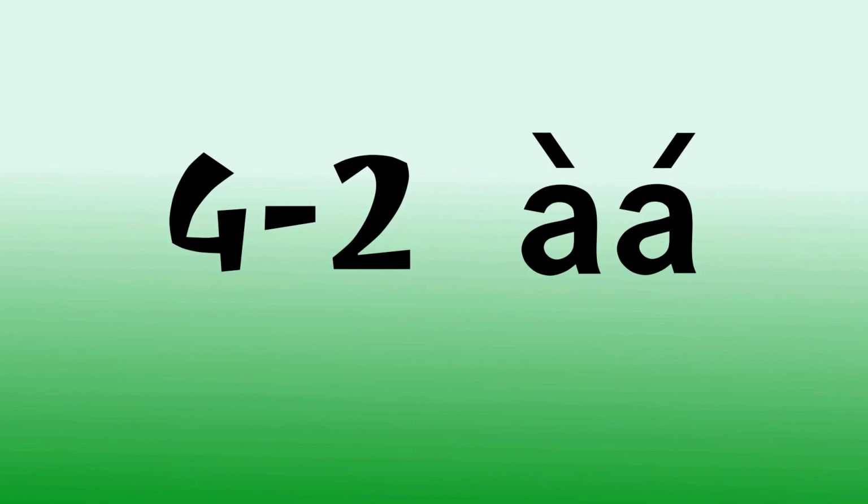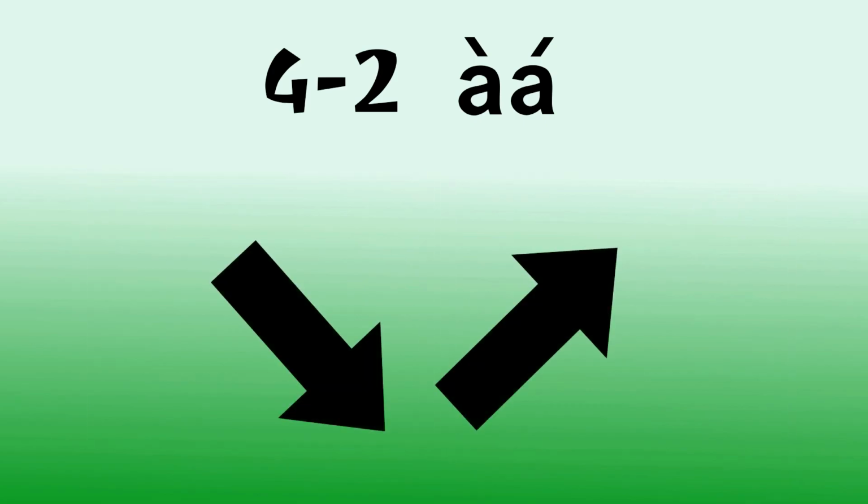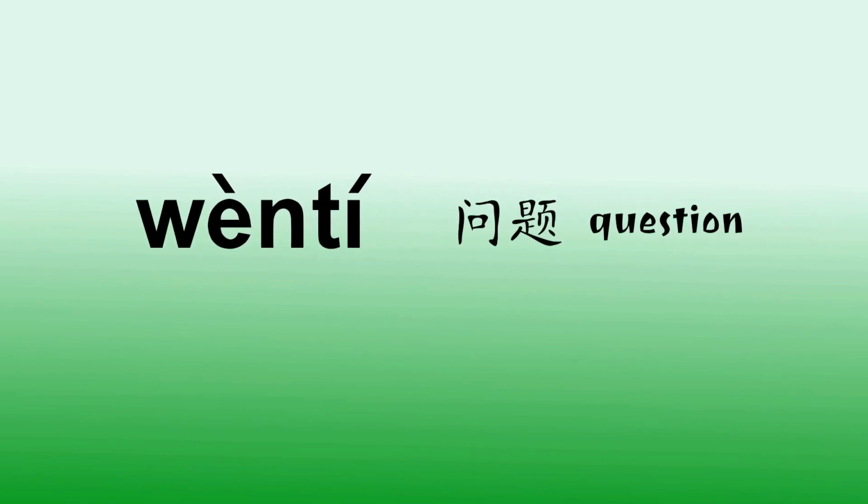And last, there's the 4-2 combination. This tone combination seems pretty rare in most dialects of English, so there's not really an equivalent. Instead, it's maybe best just to focus on its characteristic down-up sound. Down, up. The model word for the 4-2 combo is 问题 which means question or problem.